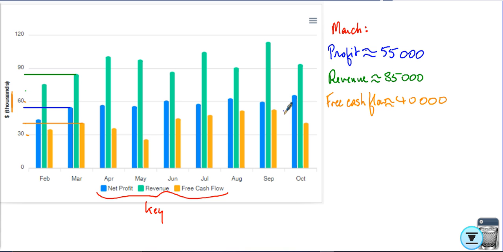Okay, so that is about bar graphs. I hope you have understood this lesson. We'll continue with our next lesson, which will be about pie charts.